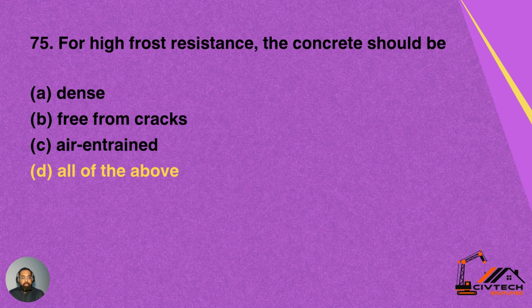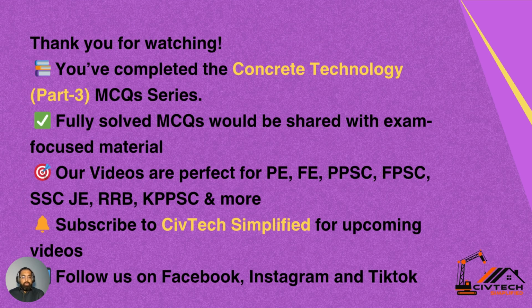Question number 75 and the last question for part 3 of our video series. For high frost resistance, the concrete should be: option A dense, option B free from cracks, option C air entrained, option D all of the above. So for high frost resistance, the concrete should be dense, free from cracks and air entrained. So option D is the correct answer for this question. All of the above, all these are the correct answers.